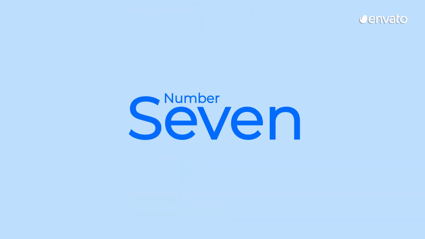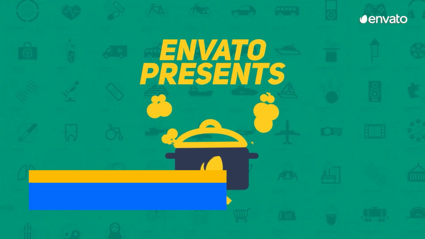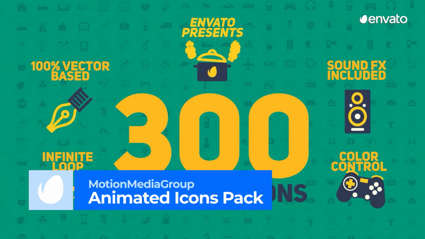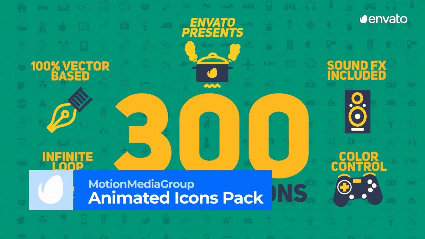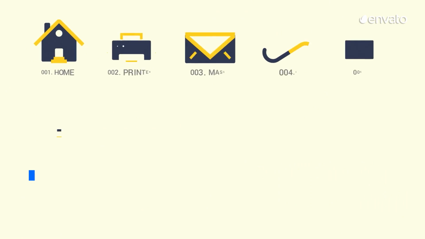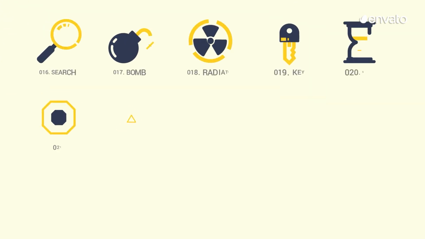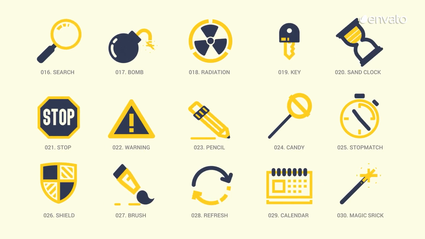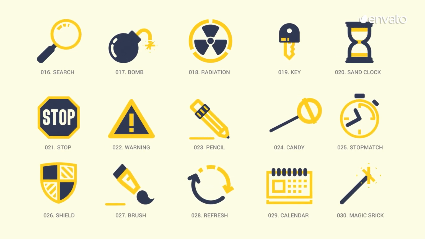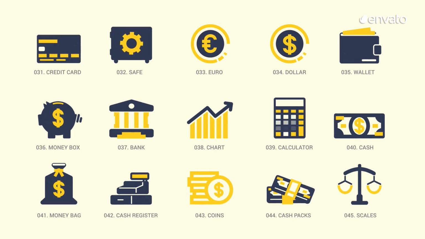Number 7. Animated Icons Pack by Motion Media Group. 300 animated icons make up this highly versatile pack for use in After Effects. The dynamic icons in this set are all 100% vector-based, have infinite loop capabilities, and are easy to customize using your own unique brand colors. Even sound effects are included.